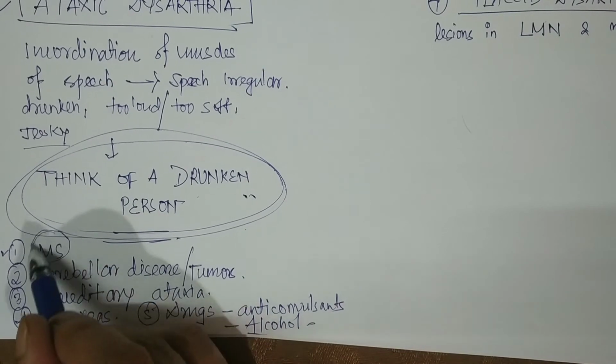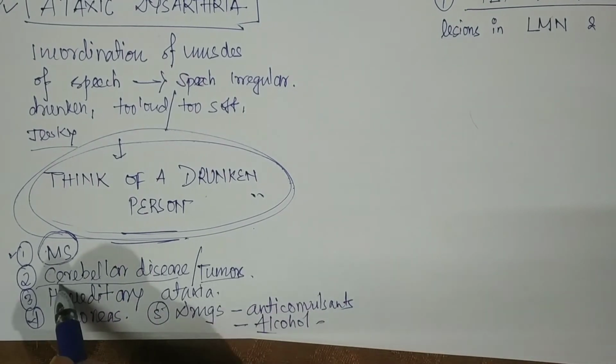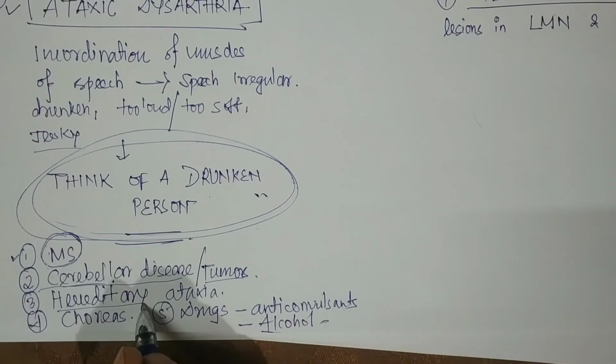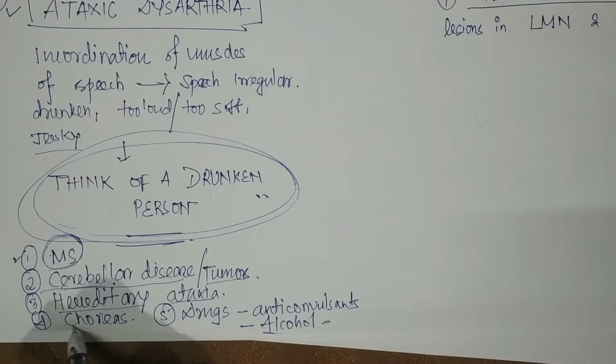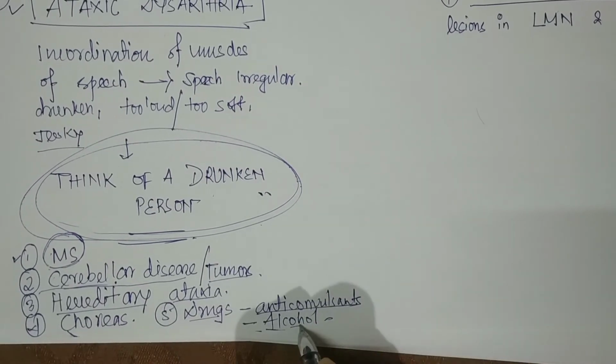Causes are multiple sclerosis, cerebellar disease, or tumors. Note, it will be cerebellar disease, not cerebral. Hereditary ataxia is a cause. Phobias and drugs like anticonvulsant drugs and alcohol.